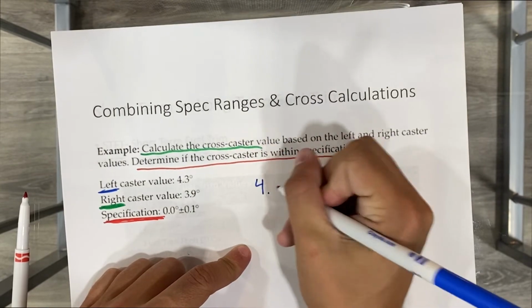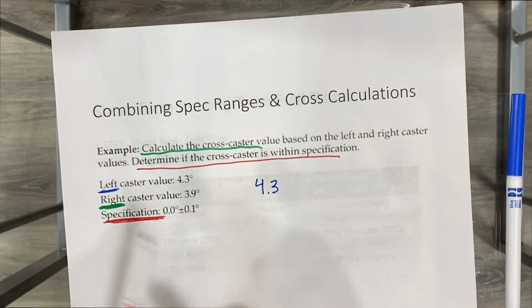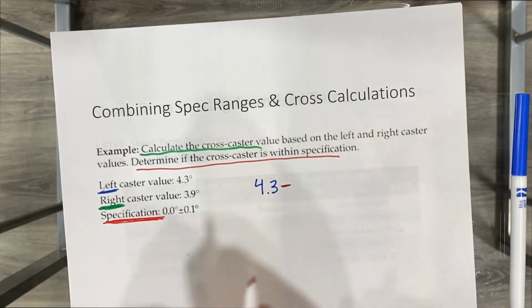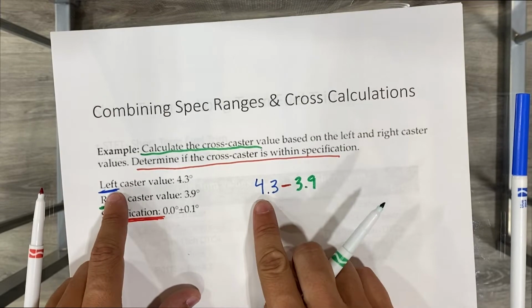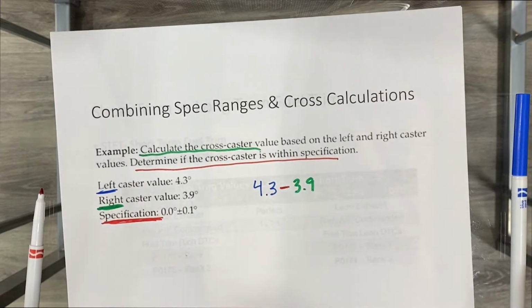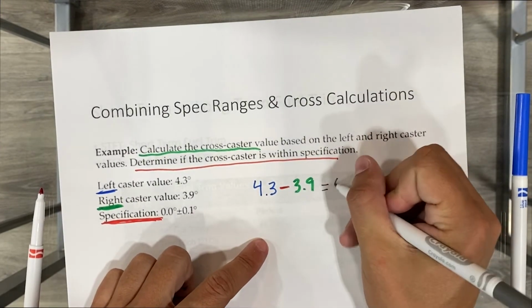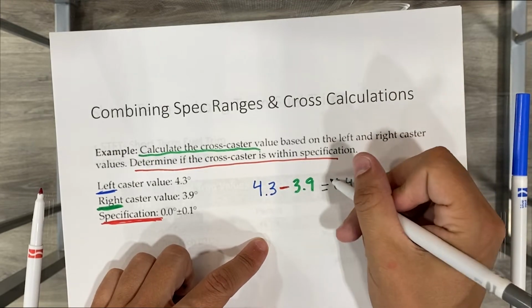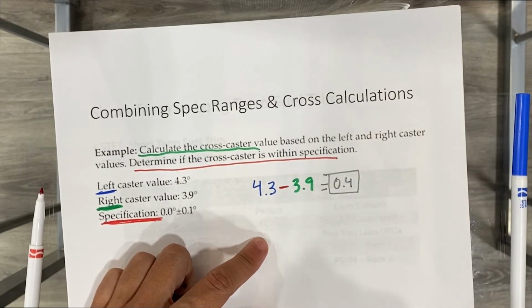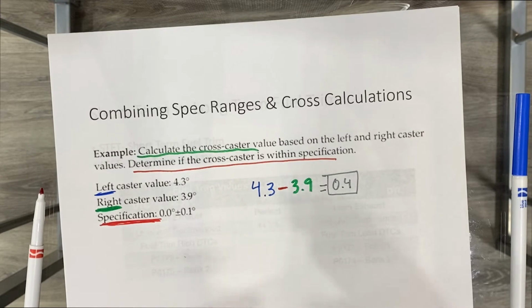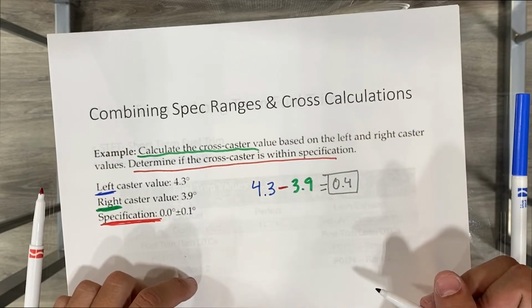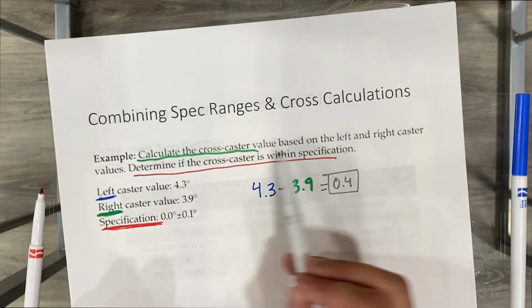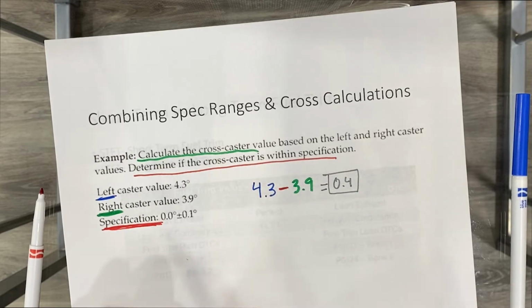The difference is just a subtraction problem, just to remind you. So 4.3 minus 3.9. There's our left value and our right value. And that is going to equal 0.4. So we've got our specification value, or excuse me, our crosscaster value, which is the first part of the operation we're supposed to perform.